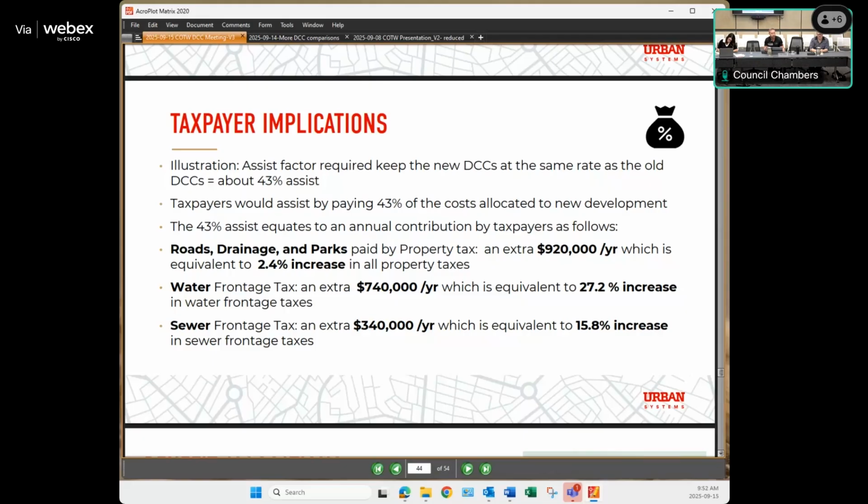Yeah, because I think my fear, and maybe it's just with the council, I guess it depends on what our overall confidence is in how attractive it is to invest here. But if we increase our DCCs and investment goes down, now we're having to do an even larger increase to property taxes than what we're experiencing right now.